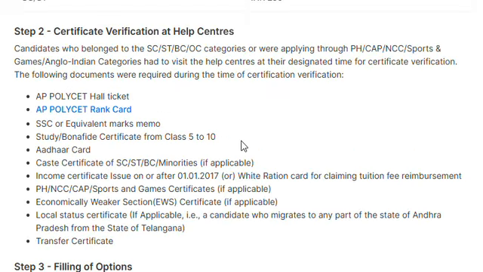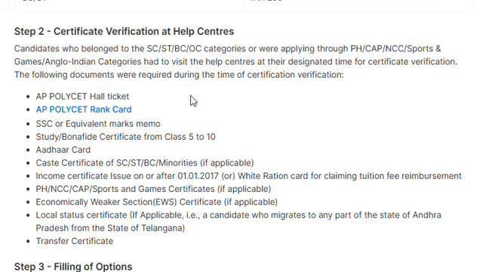So next, the second step in this is certificates verification and helpline center, students. These helpline centers will be located nearby you, such as in my area, it is located near Gudur, Tirupati. So these areas are near to me, students. So what to do for certificates verification? Which certificates should we take for certificates verification?